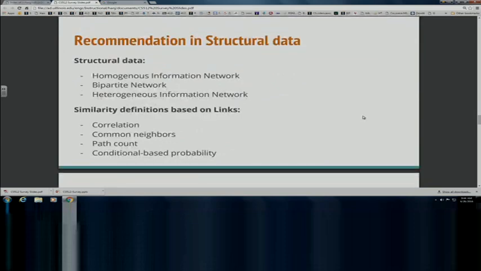All the previous data that we mentioned for the recommendation system is unstructured data. Actually, there can be structured data to analyze the recommendation more systematically. The structured data can be a homogeneous information network, and more complex is a bipartite network and even heterogeneous information networks. There are many similarity definitions, especially the common neighbors that have been mentioned before, and they can be applied to the traditional ones, but there are others that can be extended, like some specific similarity definitions that can be used in structured data. We'll see them one by one.